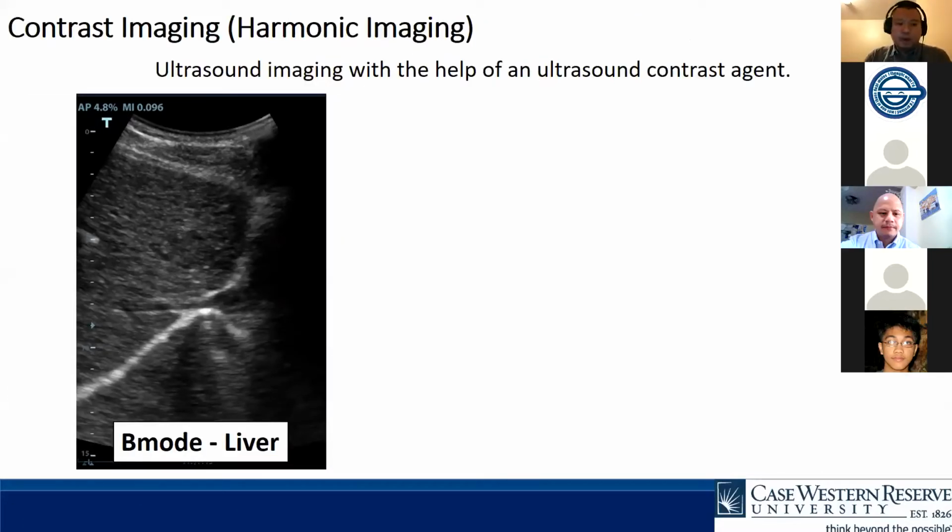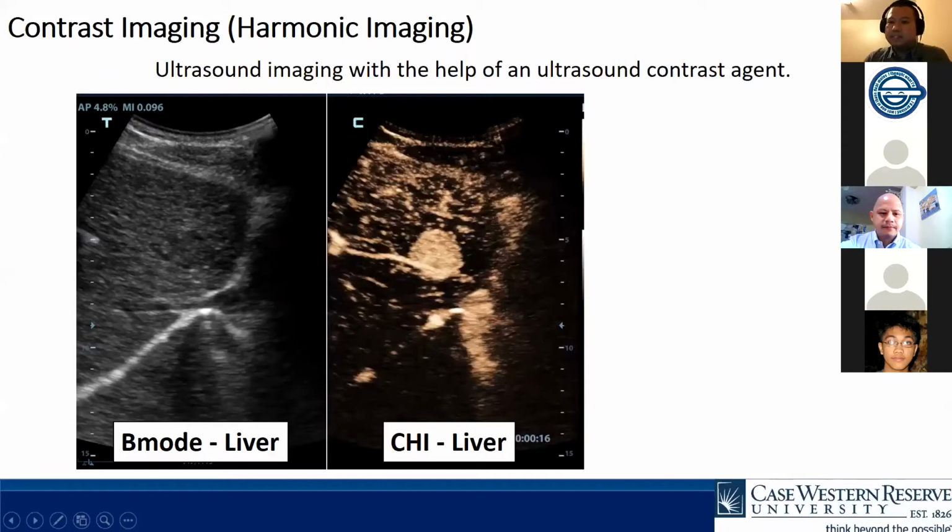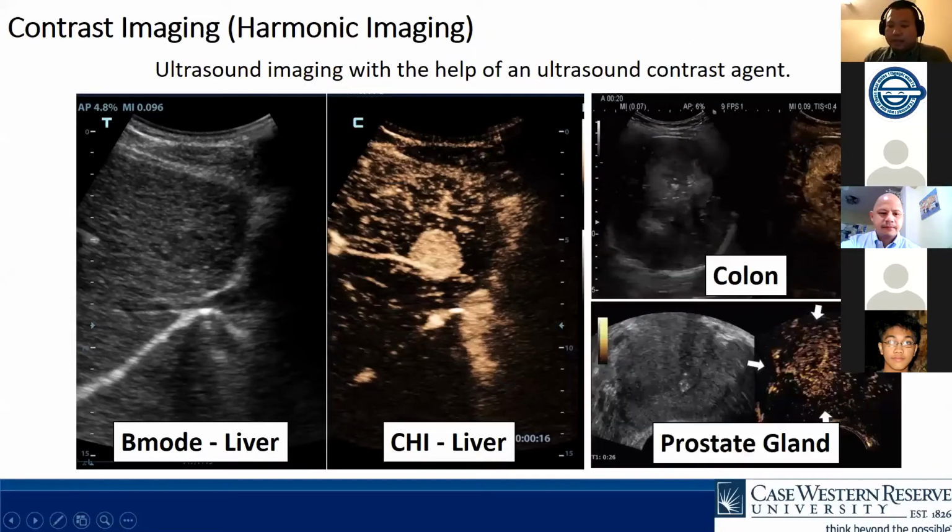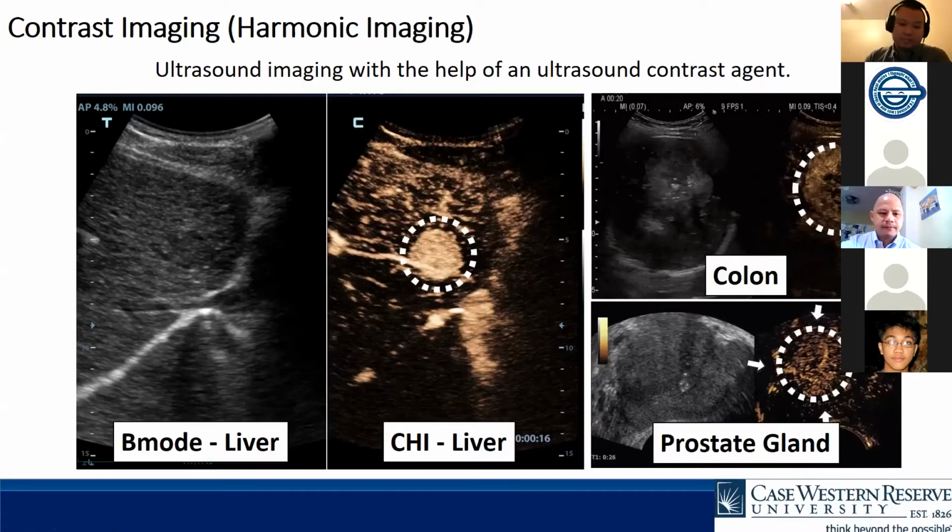Currently, there's a new technique called contrast imaging or harmonic imaging, which is basically just ultrasound imaging with the help of an ultrasound contrast agent. So looking at the B mode of the liver, if we inject the ultrasound contrast agent and do the harmonic imaging, we can see that we have more details. We can do the same for the colon and also for the prostate gland. Interestingly, these bright spots are actually tumors. These are completely invisible in B mode, but very bright in the harmonic images.